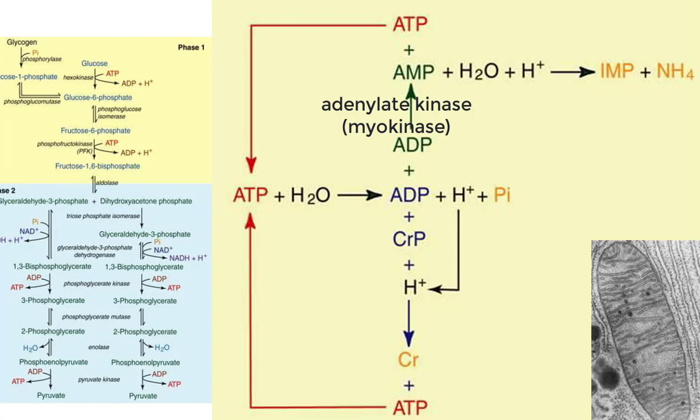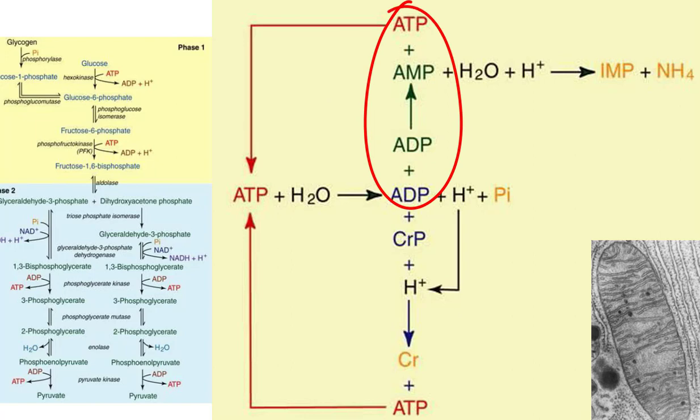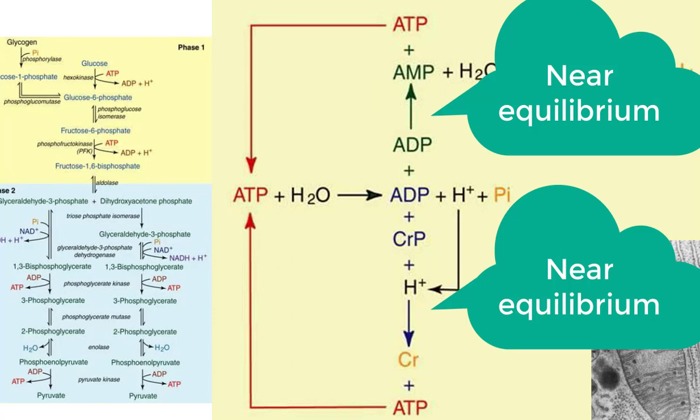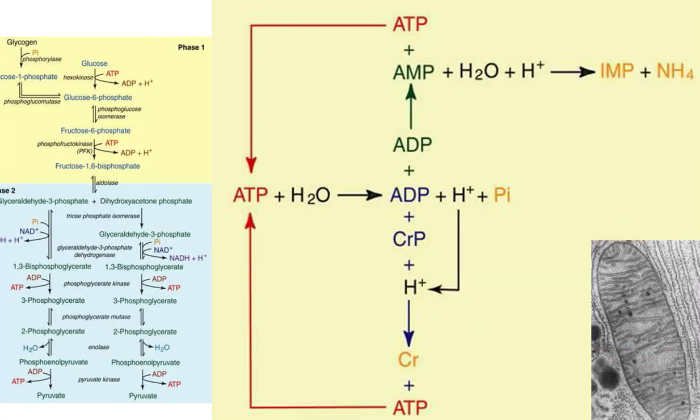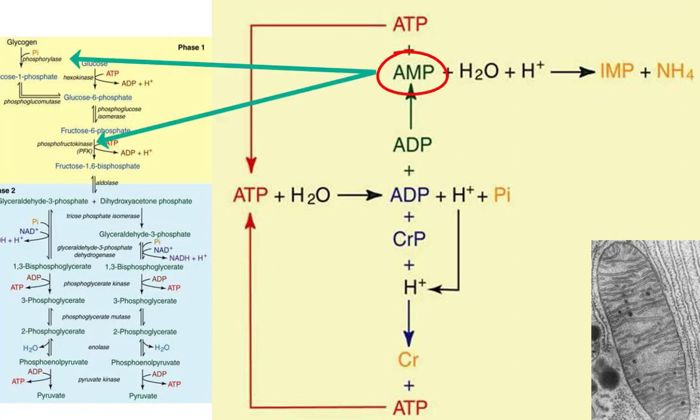Adenylate kinase is sometimes called myokinase. The adenylate kinase reaction is similar to the creatine kinase reaction in that it is near equilibrium. This reaction also serves to produce AMP, the activator of the allosteric enzymes phosphorylase for glycogenolysis and phosphofructokinase for glycolysis, thus stimulating increased carbohydrate metabolism.